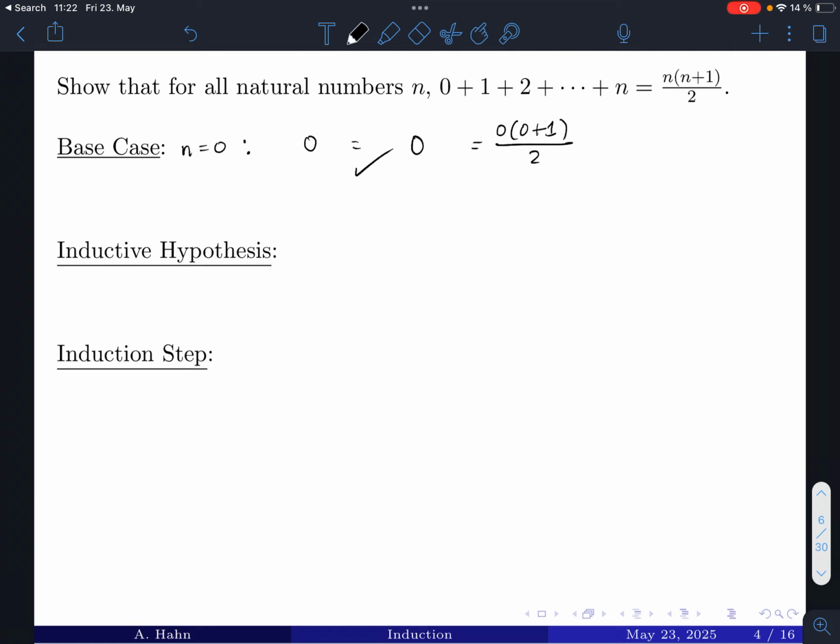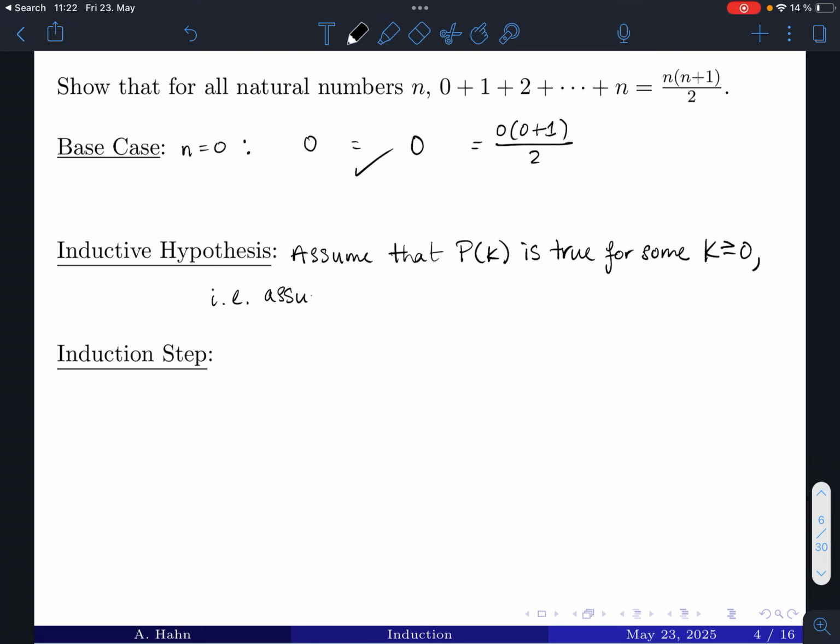Nice. And then the inductive hypothesis is that we're going to assume that our statement, our predicate, is true for some k value greater than or equal to our base case, so greater than or equal to 0. So what we're going to write is, assume that P of k is true for some k greater than or equal to 0. And then what I like to do is rewrite the predicate, i.e.